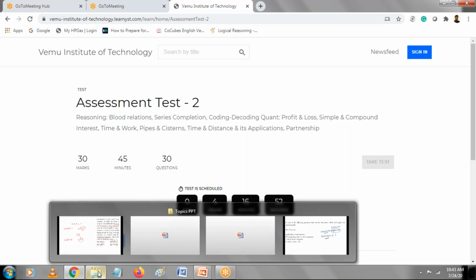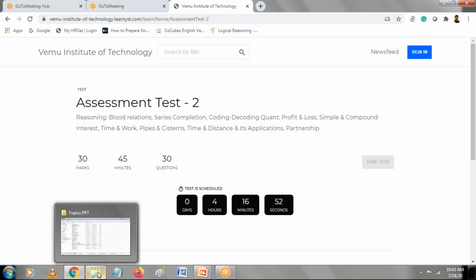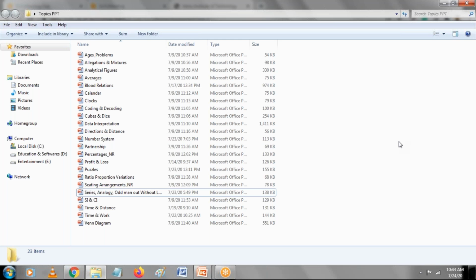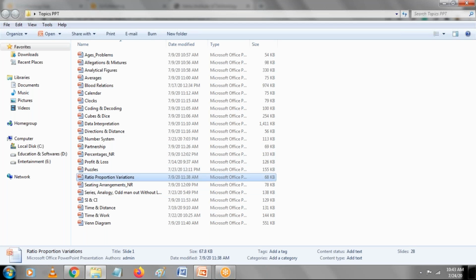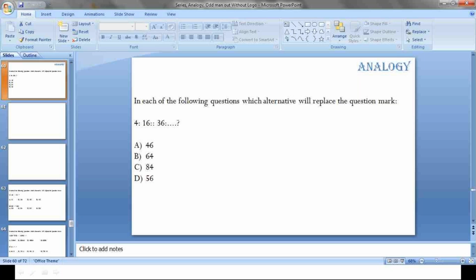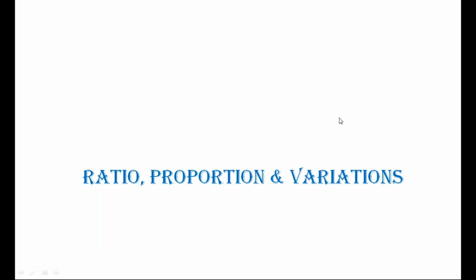Now let me go for the next topic, friends. Till now we discussed a lot of concepts. Now let me enter into the next one, which is nothing but ratio, proportion, and variation. Because partnership is completed, let me complete ratio, proportion, variation now. Ratio, proportion, variations, three different things here that we want to discuss.